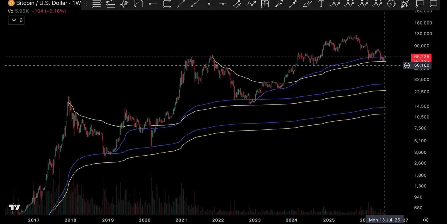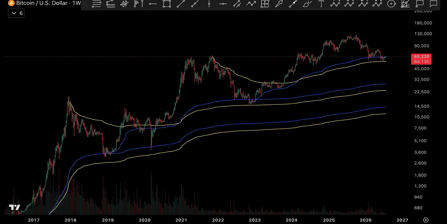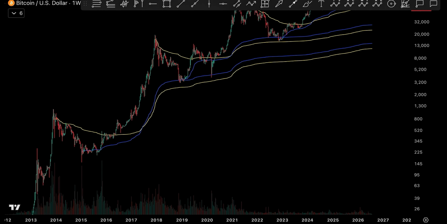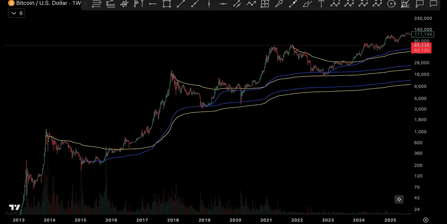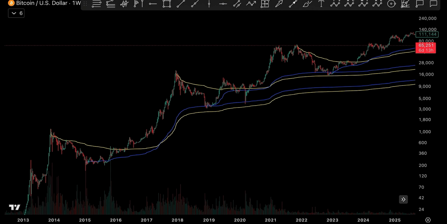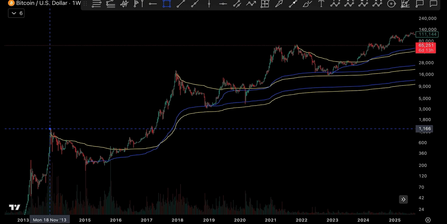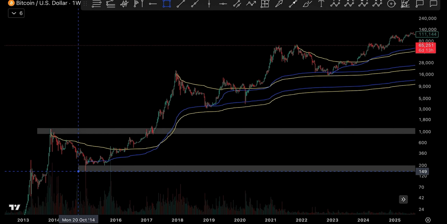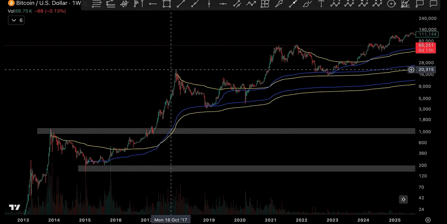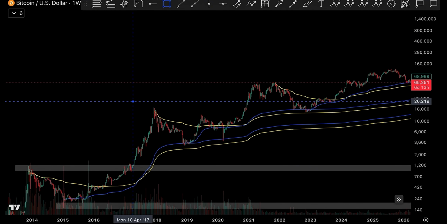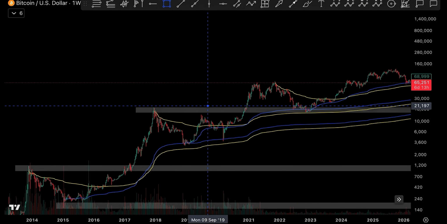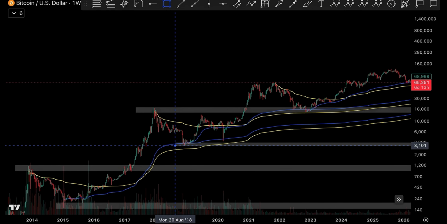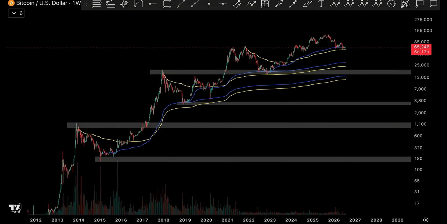So if we use that simple support and resistance theory, let's go back into the previous bull market and bear market bottoms. If this was your 2013 bull market top, I'm going to use a horizontal box here. So this became your resistance and this was your support. And we moved into a bull market where this became your support and the bottom became your support. A simple theory of resistance and support.